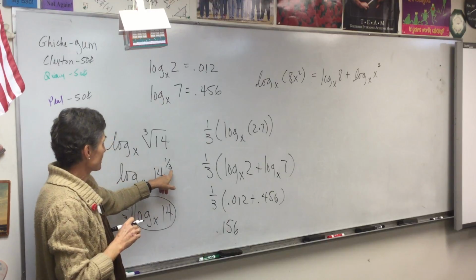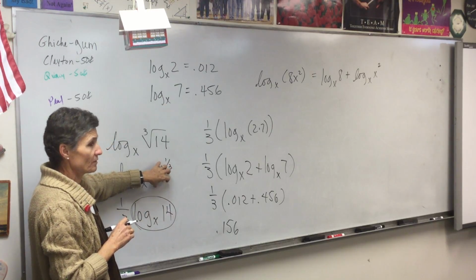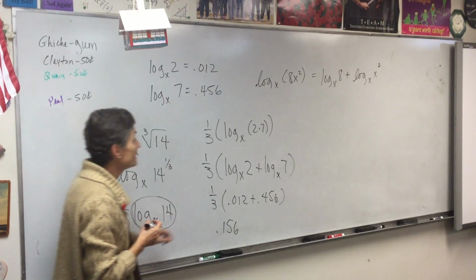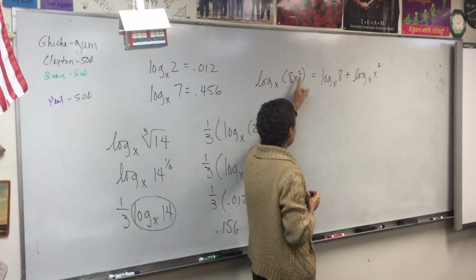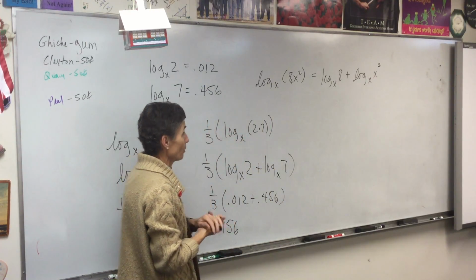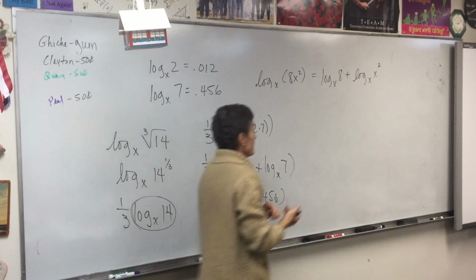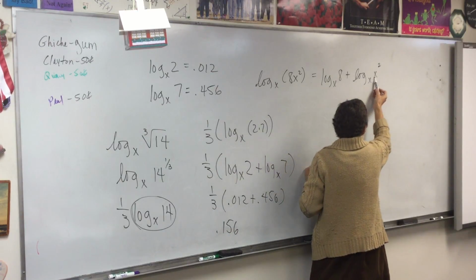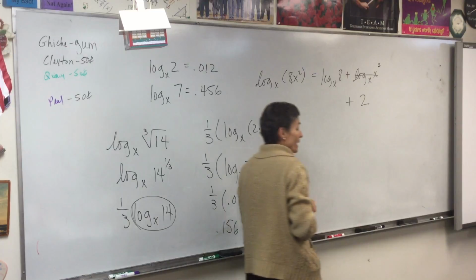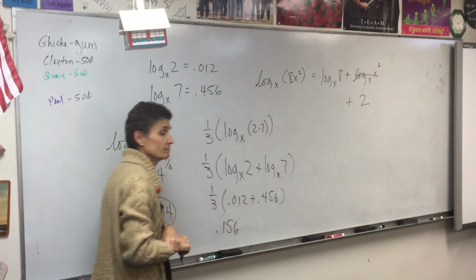In this case, the 1/3 went with this whole thing. There was only one thing, but it went with the whole thing, so it could come out in front. This 2 does not go with the whole thing, so it can't come out in front of the original problem. Now, what's this? Log base x of x squared. What's this? That's just 2. So that's done. I know I'm just going to have a plus 2 there.